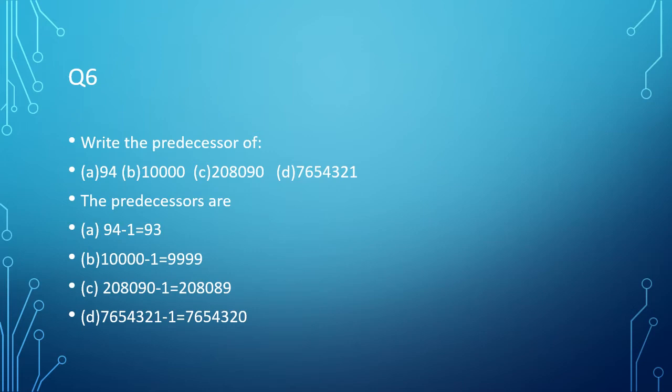Question number 6. Write the predecessors of the given numbers. To get the predecessor of a given number, subtract 1 from the given number. So, in this question, the predecessors are 93, 9,999, 20 lakh 80,089, 7 crore 65,000, 7 crore 65 lakh 43,320.